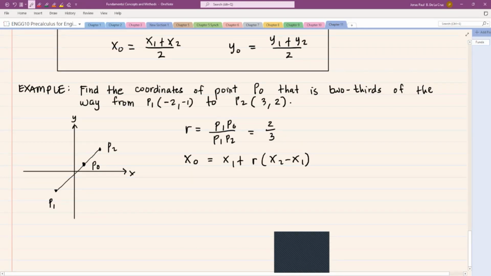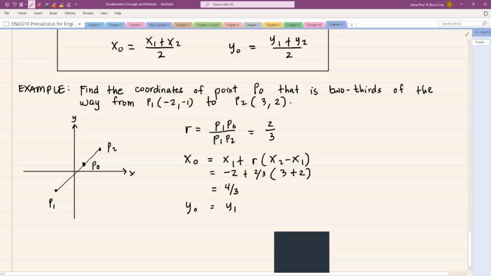So, this is equal to negative 2 plus 2/3, then 3 minus negative 2, so that's plus 2. 3 minus negative 2, so this is equal to 4/3. Okay? The same is true for Y.